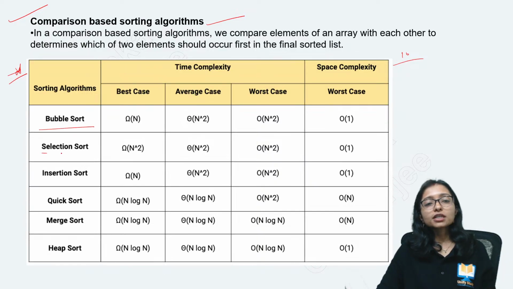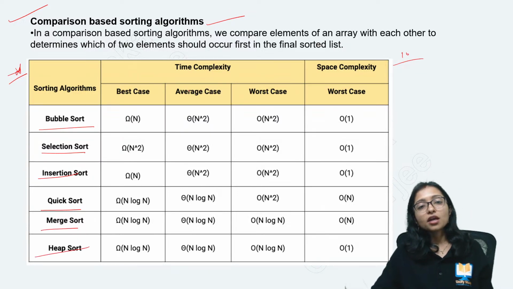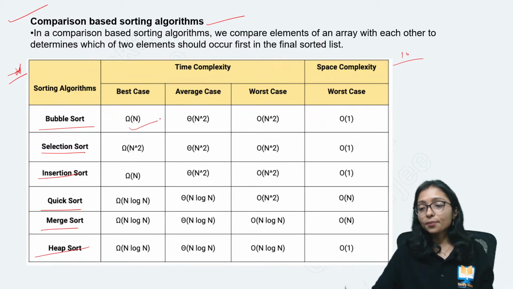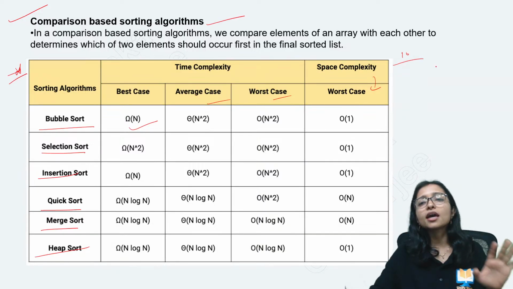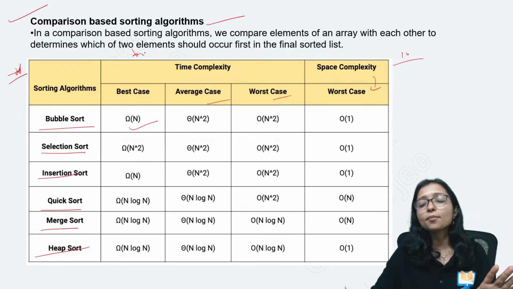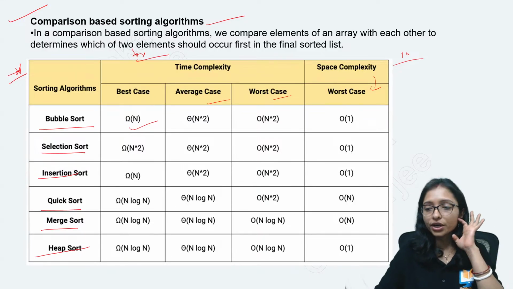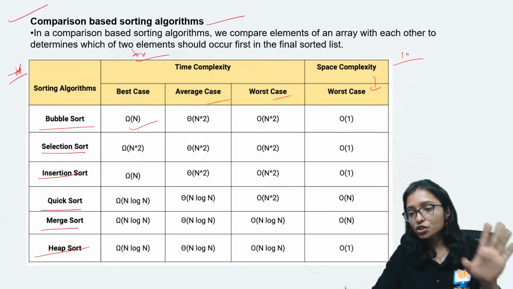So bubble sort, selection sort, insertion sort, quick sort, merge sort, heap sort. Best case, worst case, average case, very, very important. Even space complexities are also important. If you did not learn anything, at least learn these complexities, which is the most important area. Right? Most important area.